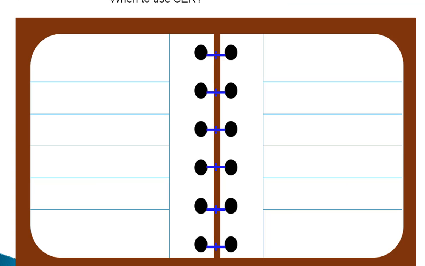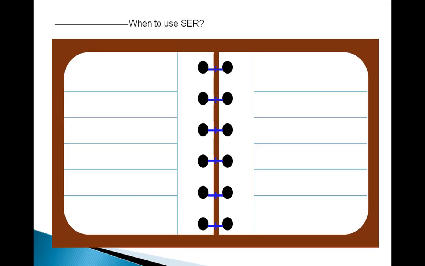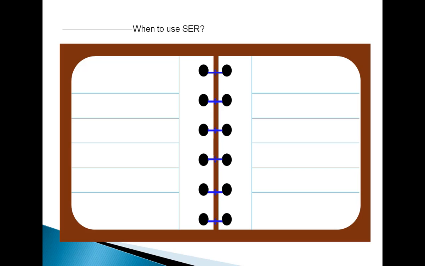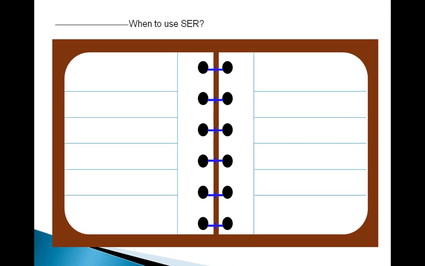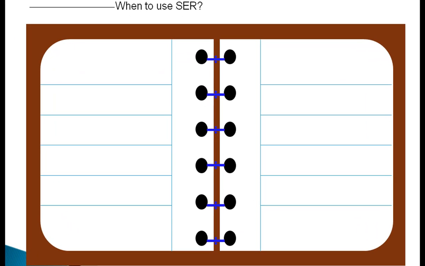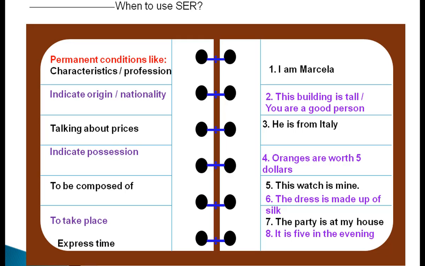Alright. So when do we use ser? We said that there are two verbs to define to be, ser and estar. So what is the difference and how do we know when to use ser and when to use estar? Estar is something we'll find out, but when to use ser? Ser is basically used to define permanent conditions.